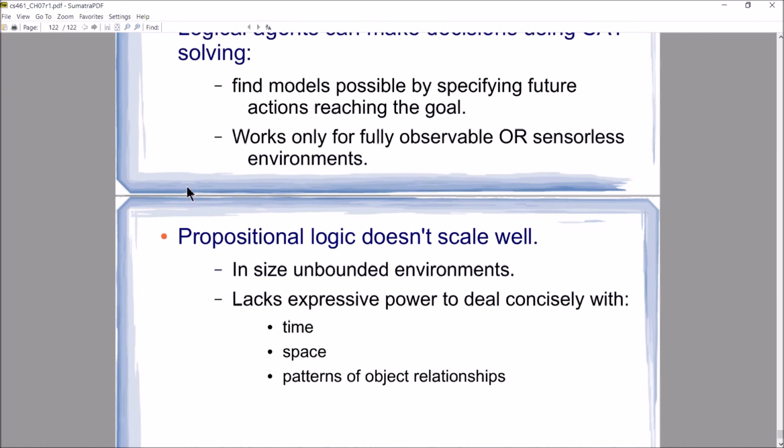Now, propositional logic, as it turns out, doesn't scale well, right? In situations where you have environments that are not bounded by their size, they have problems, as it turns out. We didn't dig into this, right? But they have problems when expressing time and space. They can't really do it concisely, right? Patterns of relationships between objects.